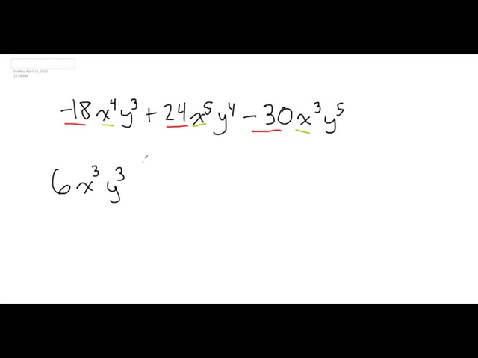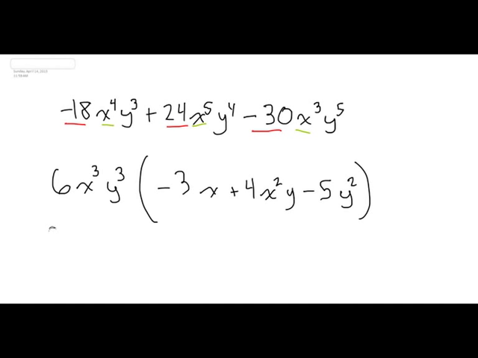So let's try this factoring process as a one-step process. I want you to pause the video here and give it a shot. So what we're going to have is negative 6x cubed y cubed times negative 3x plus 4x squared y minus 5y squared. Now notice, remember, it's your choice if you want to factor out a negative.